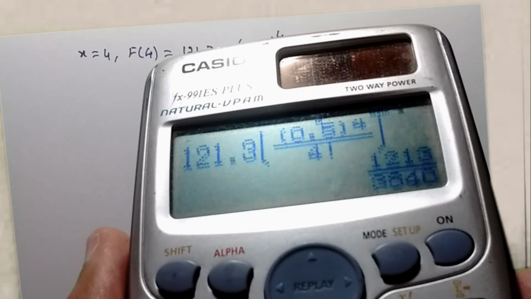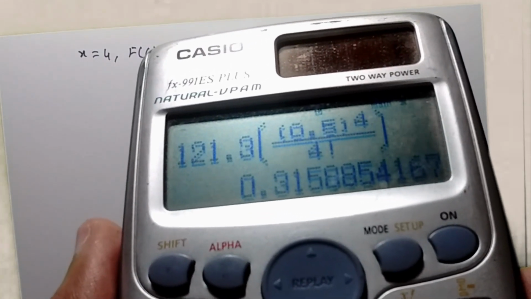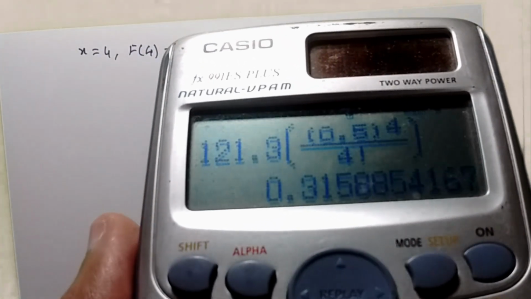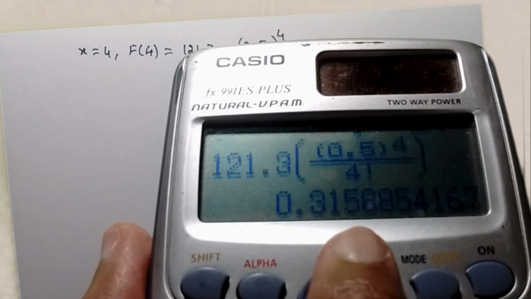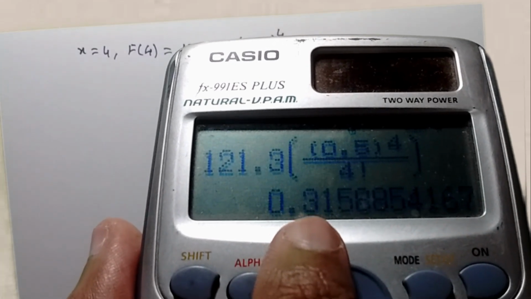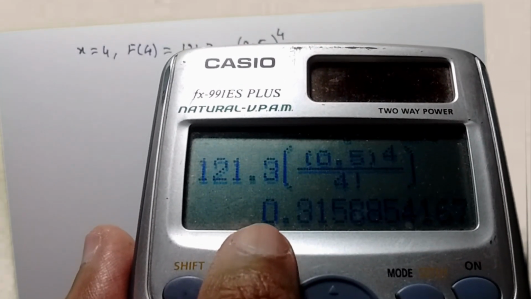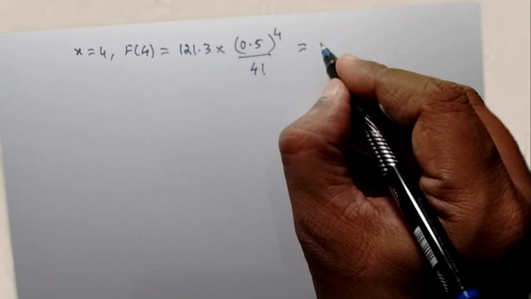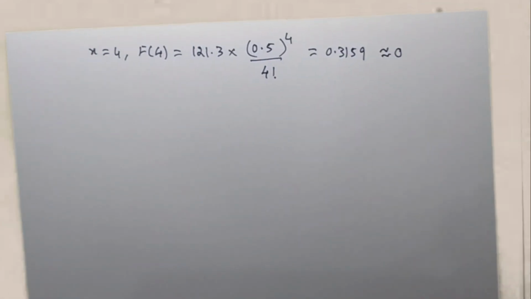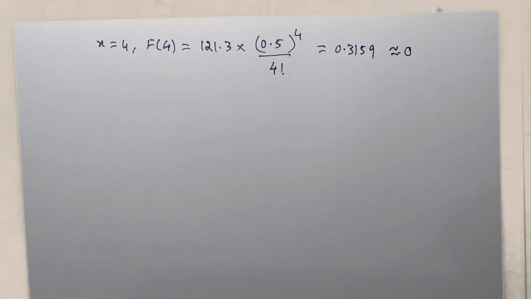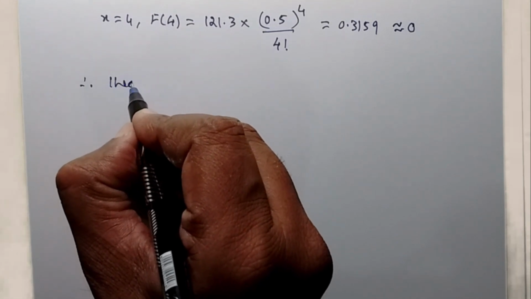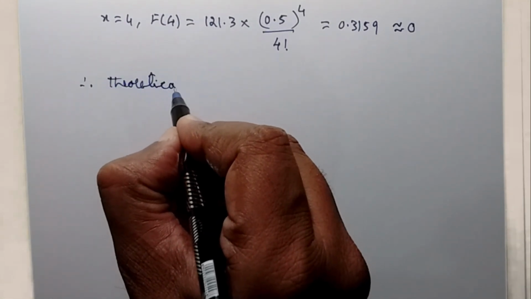So if you write 0.31, after the decimal you are getting a value less than 5, so you cannot add 1 to the previous decimal place. This value is less than 5, so you cannot add anything to 0, so it will be 0 itself if you approximate the value. It is 0.3159, or approximately 0. So we have got the expected frequency values, or theoretical frequencies.